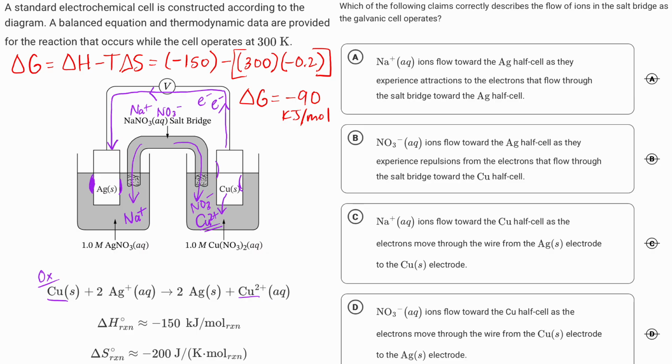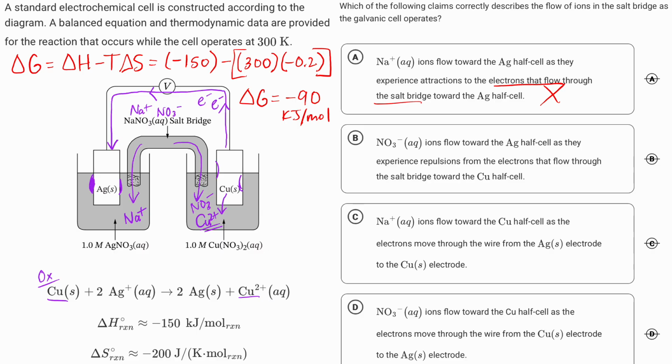Part A says Na plus ions flow towards the Ag half cell as they experience attractions to the electrons that flow through the salt bridge towards the Ag half cell. Now, Na plus ions are in fact flowing towards the Ag half cell, but not due to the attractions of the electrons that flow through the salt bridge, because electrons do not flow through the salt bridge. So A is not the right answer.